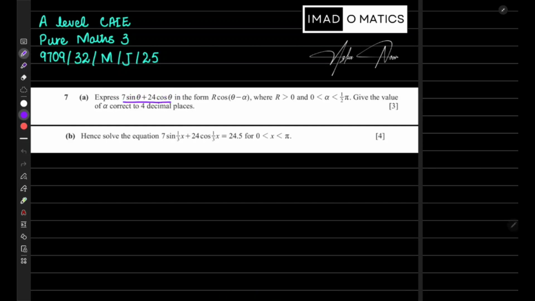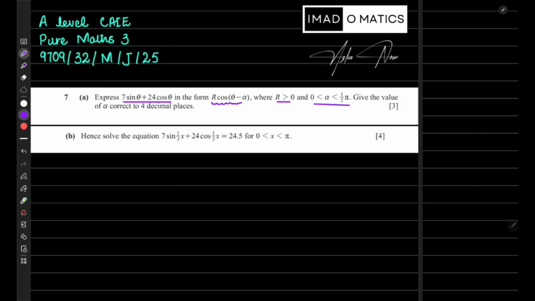Express 7 sin theta plus 24 cos theta in the form r cos(theta minus alpha), where r is greater than 0 and alpha is between 0 and pi by 2. That means till 90 degrees, the first quadrant. Give the value of alpha correct to 4 decimal places.